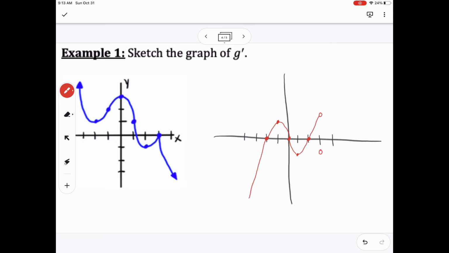Then after that, there's a corner at 3. So it means it's kind of indeterminate. I can't take the derivative of it. So I have an open circle there to represent the rest.